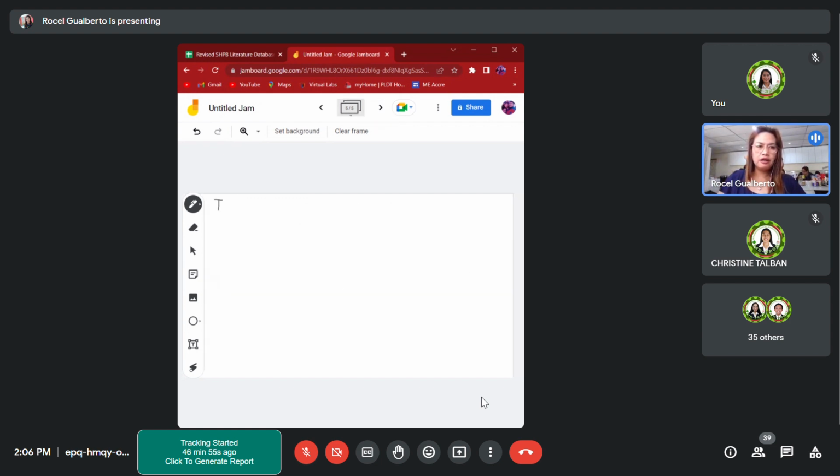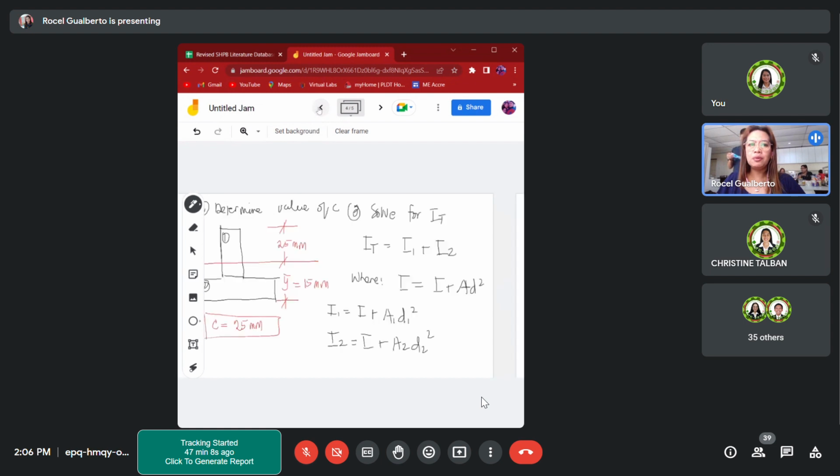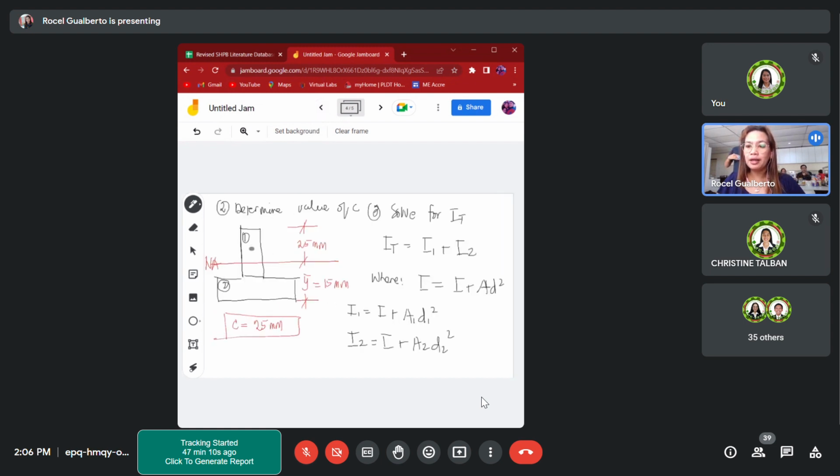So you solve for I1. I1 is equal to I plus area 1 D1 squared. Okay? Ano po yung unang I? Yung I na yun, titingnan mo lang po yung part na ina-analyze natin. So, you look at part 1.